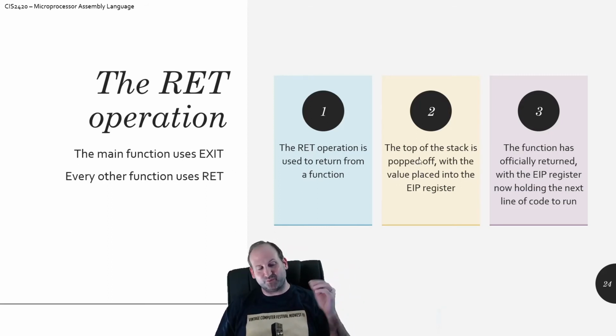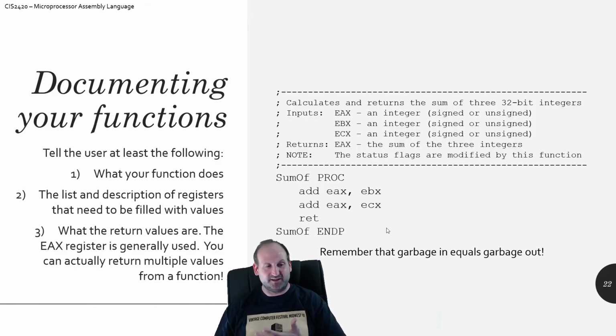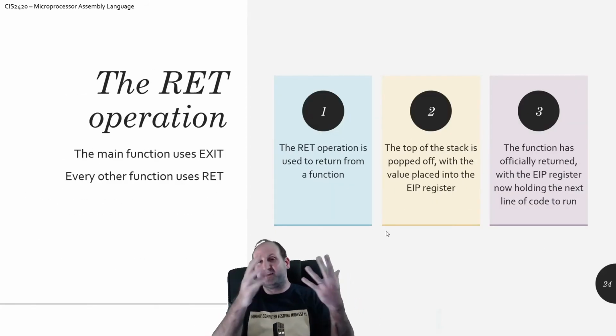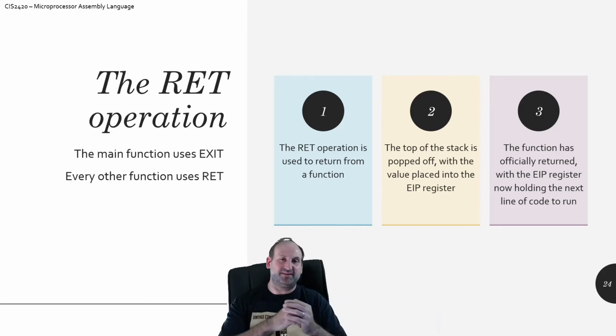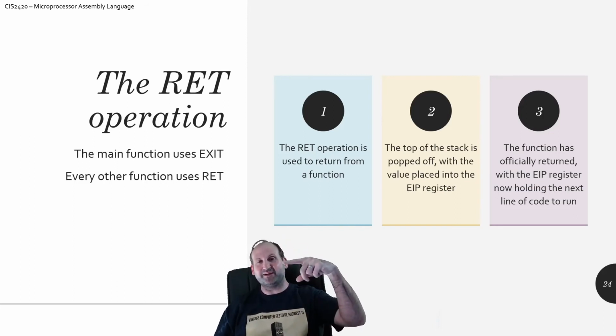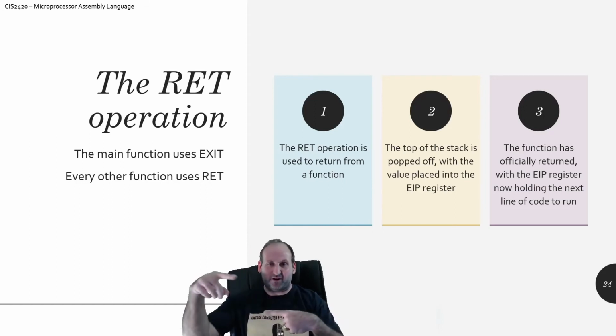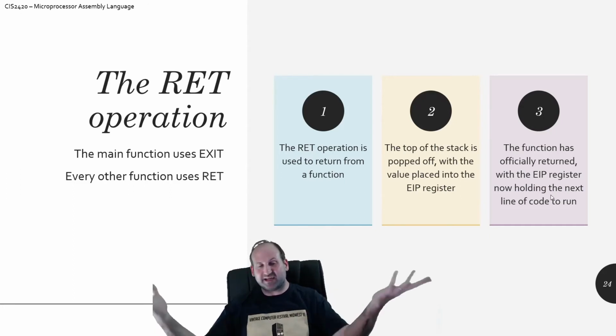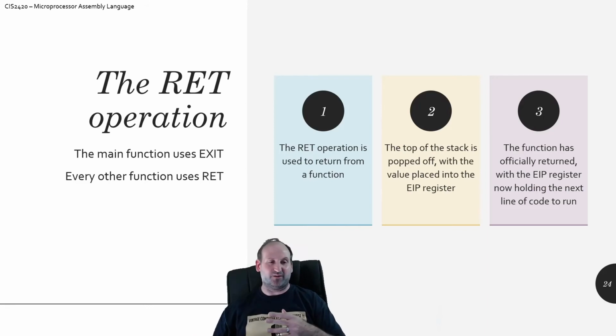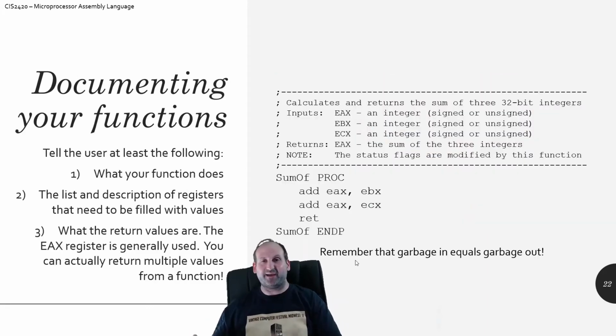And so when we hit that return statement, that ret, as you see here, what happens, as you can imagine, is the unwinding of the previous operations. Whatever's at the top of the stack at that moment in time is popped off, and that value is directly put back into the EIP register, because that was the memory address of the next line of code in the original function that made the call to the other function. Once the function has officially returned, with the EIP register now holding the next line of code to run, it's time to move on. Now we're back in whoever called this function, and the EAX register is holding the correct value. If I need to print it or whatever I need to do, I can go ahead and do that.